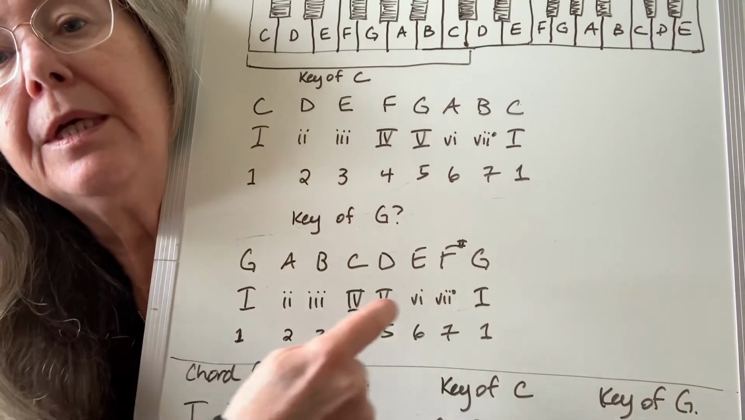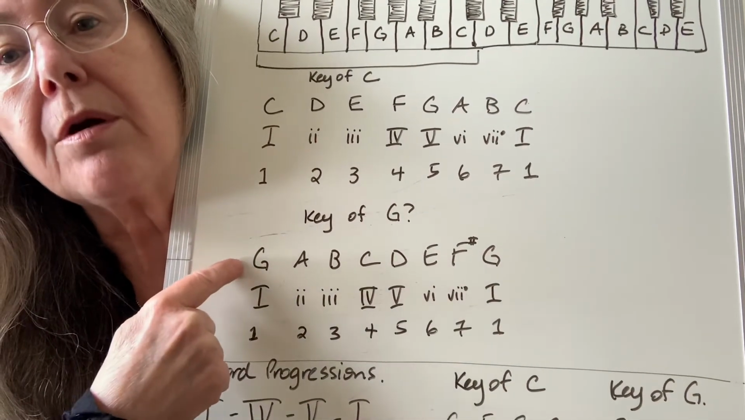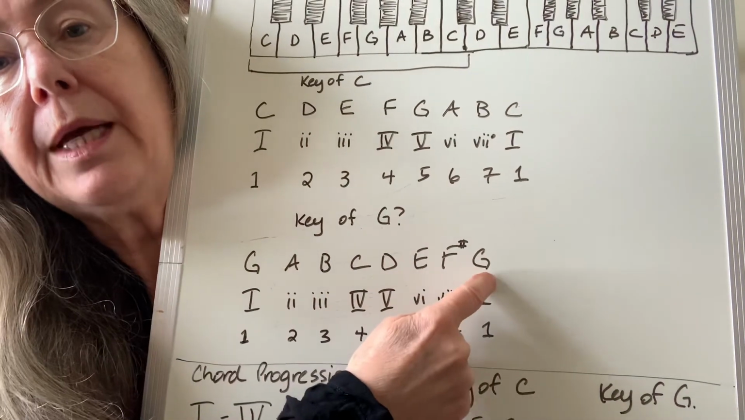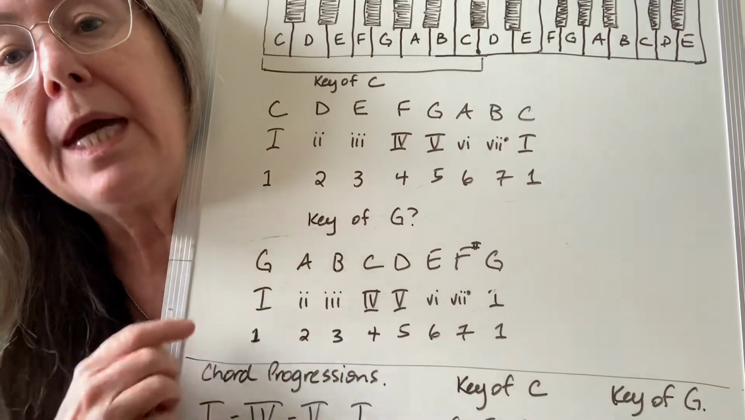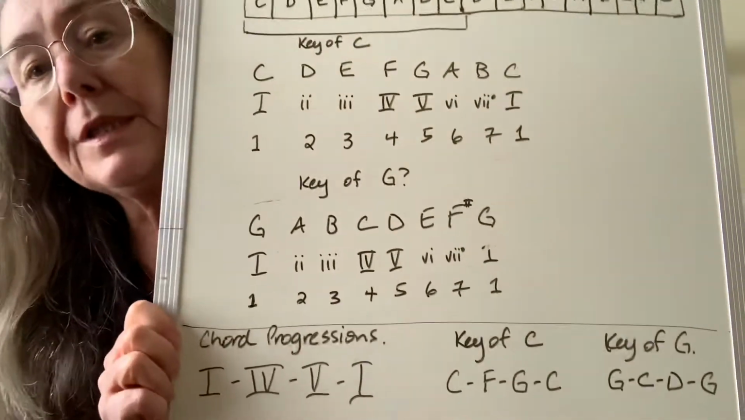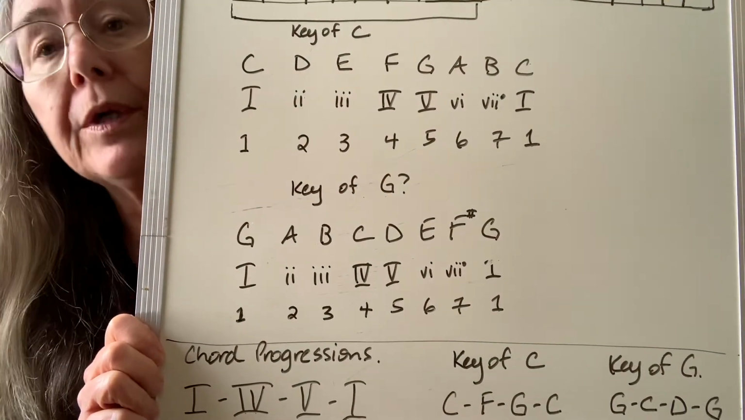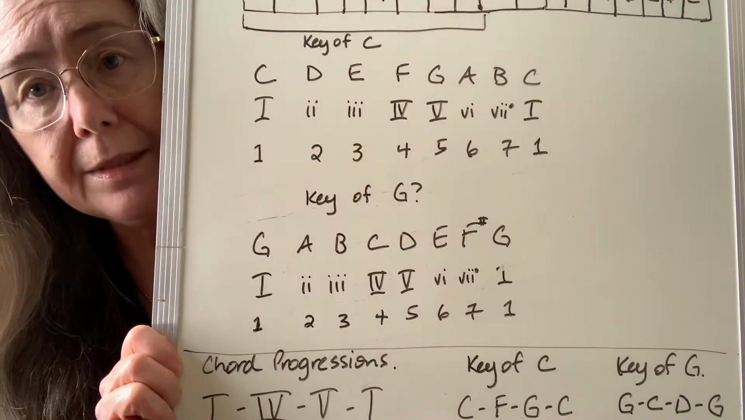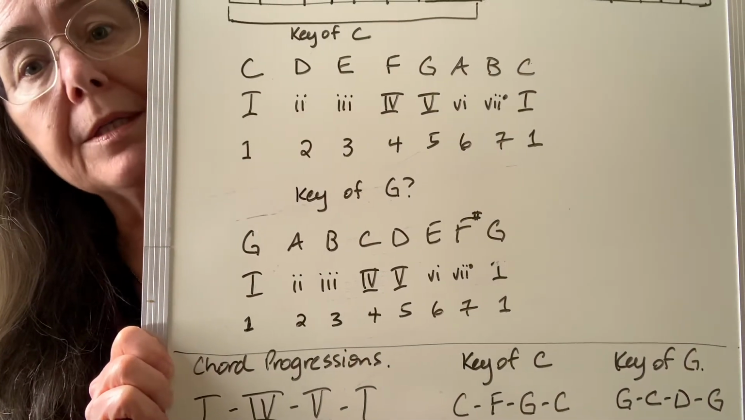So you can see, depending on what key you're in, which just means the note that you're going to start on and the note that you're going to end on, basically, is the key that you're in. And that applies to every key. So for instance, in the key of F, 1 is F, 4 is B flat. Why is it flat? Doesn't matter right now. 5 is C, and 1 again is F.